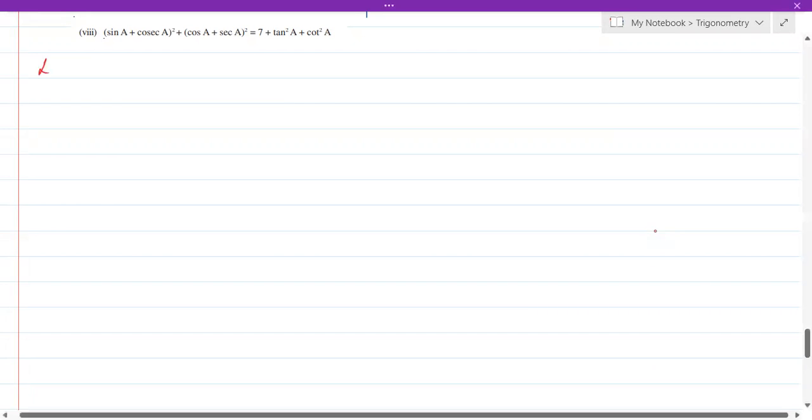Hello students, let's continue with the problems on trigonometric identities. So the eighth question is (sin A + cosec A)² + (cos A + sec A)² = 7 + tan² A + cot² A. Okay. So as usual, let's take our LHS.